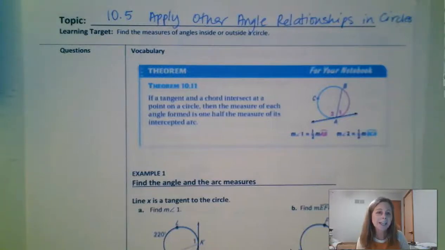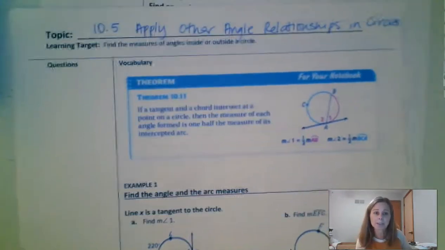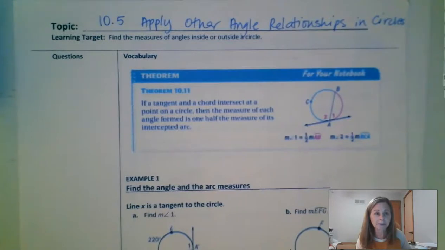All right, hello everyone. We're going to move on in our circle unit. So if you want to find page 14, this is section 10.5. The topic is called Apply Other Angle Relationships in Circles. So you might pause that so you can get that written down.